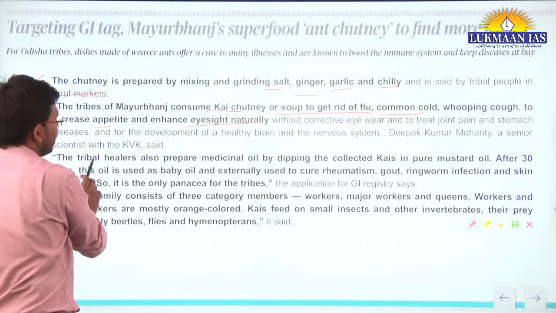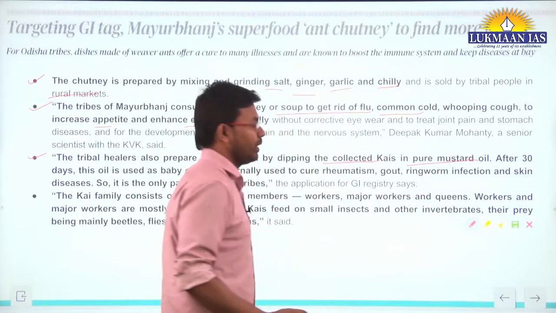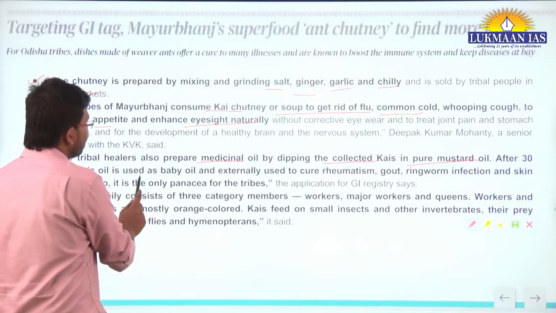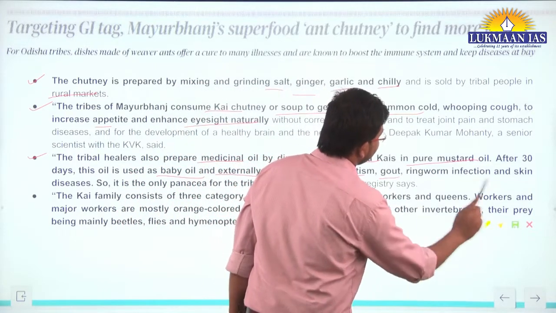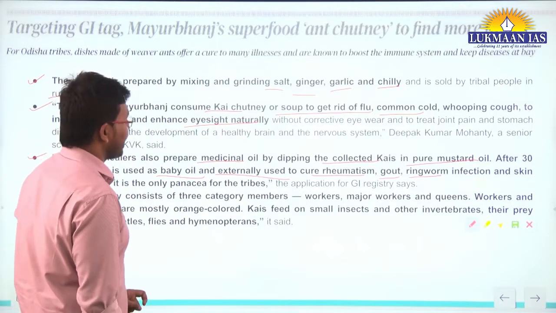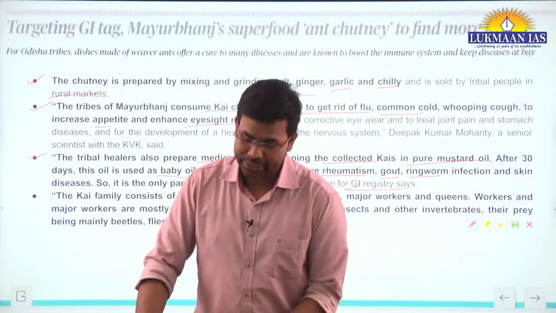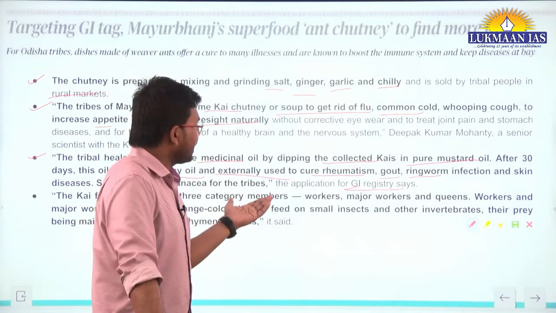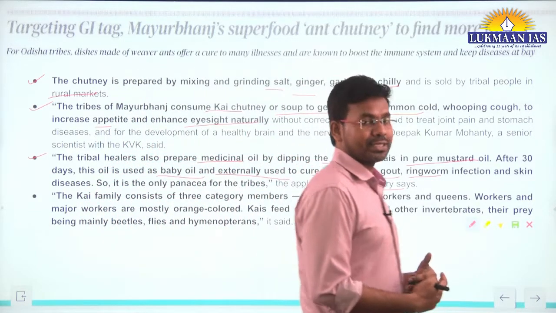The tribal healers also prepare medicinal oil by dipping the collected kais in pure mustard oil. After 30 days this oil is used as a baby oil and externally used to cure rheumatism, gout, ringworm infection and skin diseases. So it is the only panacea for the tribes. The application for the Geographical Indication Registry says that these people make medicinal oil using the kai chutney, and this is also used as a baby oil.